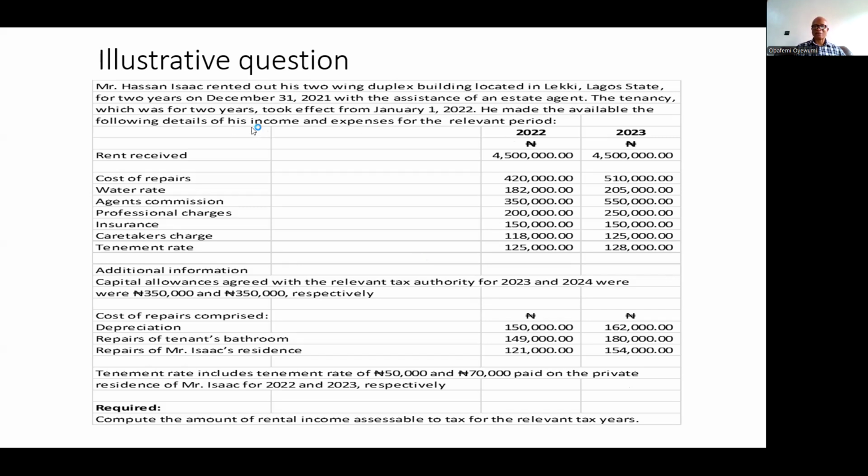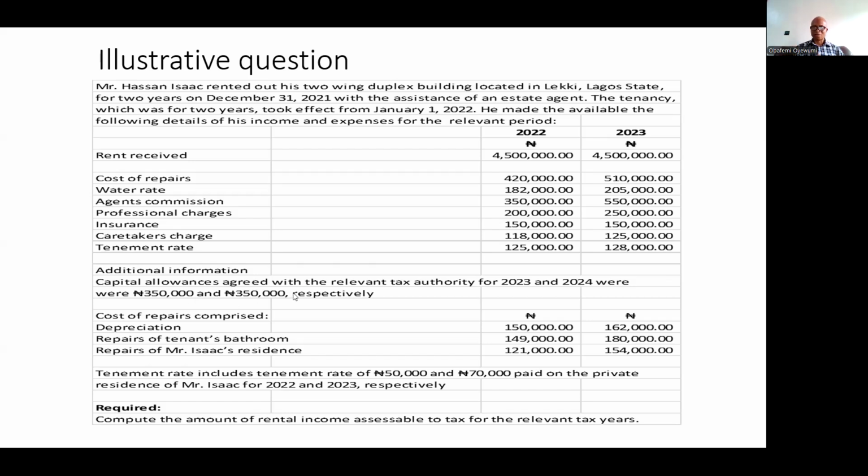He made the following details available concerning his income and expenses for the relevant period. You can see the column here for 2022, and the column here for 2023. Rent received 4.5 million for the 2 years. Cost of repairs 420, 510. Water rate 182,000, and then 205,000 in 2023, and so on. Agents commission, professional fees, insurance, caretakers charge, tenement rate. Additional information: capital allowances agreed with relevant tax authorities for 2023 and 24 were 350,000 and 350,000 respectively.